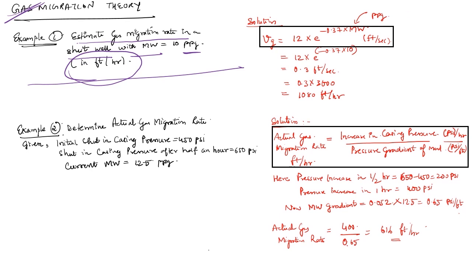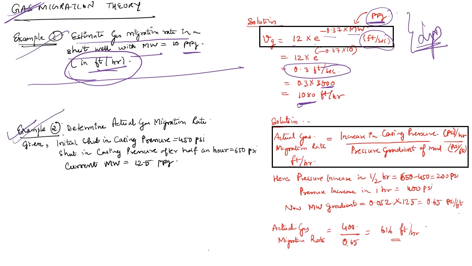Now this is the formula that we will use to calculate the gas migration rate in a shut well. The formula is 12 into e to the power minus 0.37 into mud weight. My answer would be in feet per second, and my mud weight has to be taken in ppg. On placing the values, I get 0.3 feet per second. Since I have to find my answer in feet per hour, I will multiply by 3600. So my gas migration rate would be 1080 feet per hour. So that's example 1.